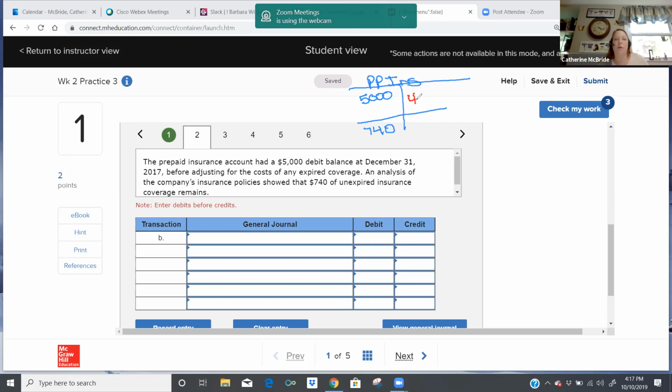And I have to record a $4,260 as a credit. So if I start with the $5,000 debit and I credit 4,260, I have 740 left. So what does this $4,260 represent? If this is prepaid insurance, what does this represent? It represents insurance expense. So my two accounts are insurance expense and prepaid insurance.